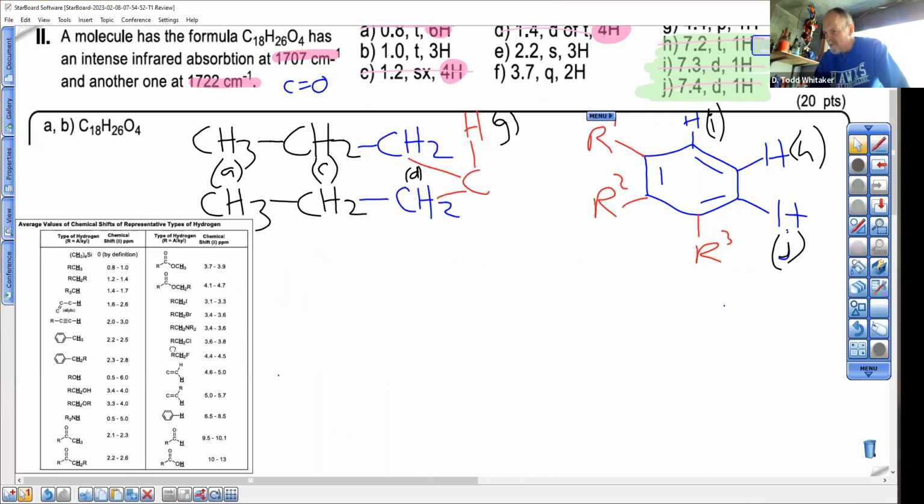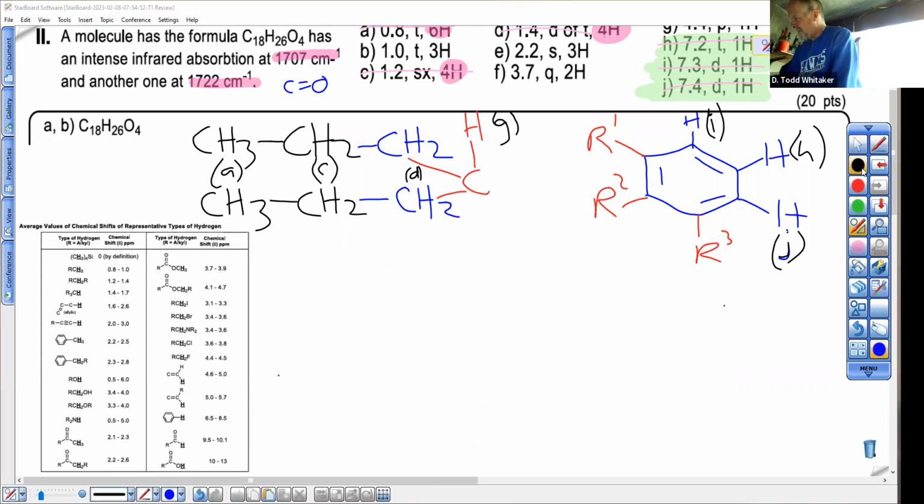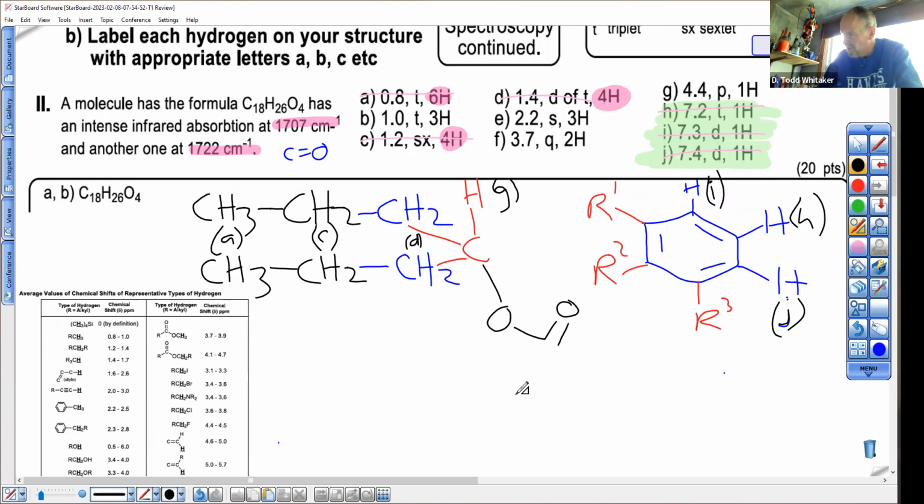I need to know what's going to bring that up to 4.4. Keeping in mind there's no halogens in this formula, there's no nitrogens, there's no chlorines, there's nothing other than oxygen. So I'm looking here. Ester. Okay, wouldn't that bring it up to 4.4? I believe it would.